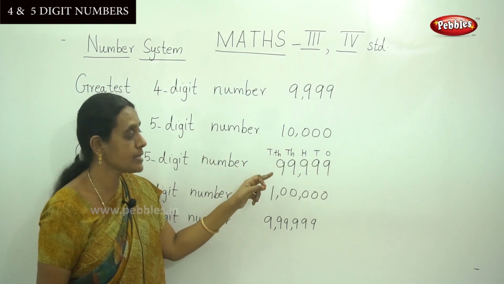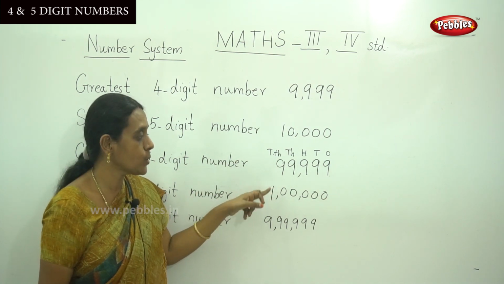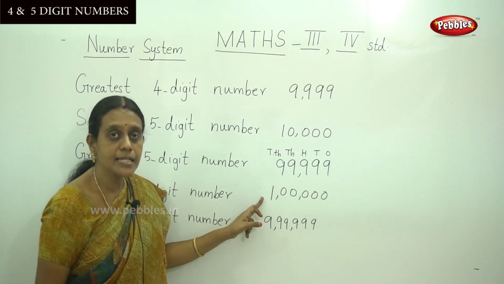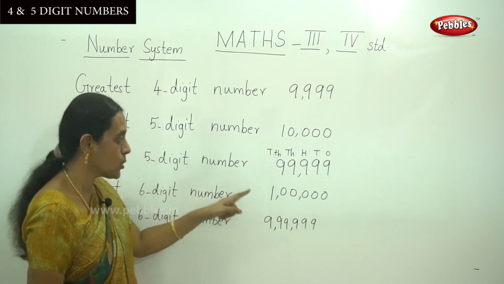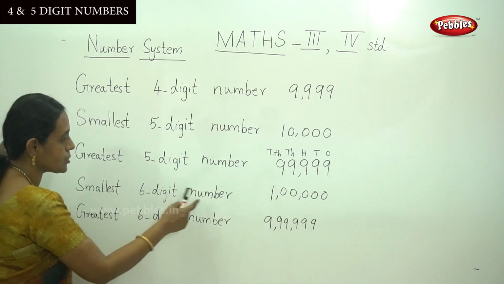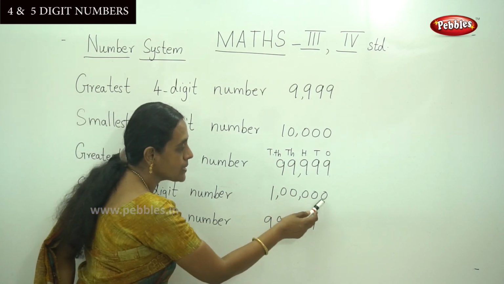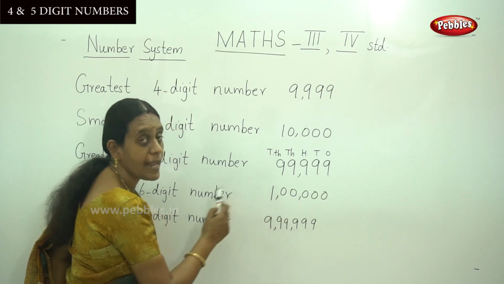99,900. 99 is the last number of the 5-digit numbers, because the next one is 1 lakh. So how many digits does it have, children? It has 6 digits. So this is the smallest 6-digit number, that is 1 lakh. How to read this? Ones, tens, 100, 1000, 10,000 and lakh.